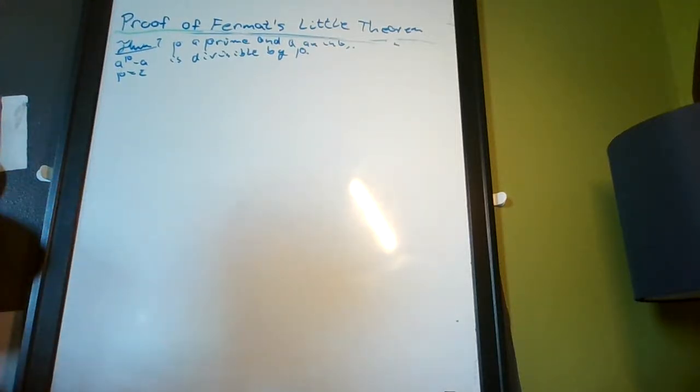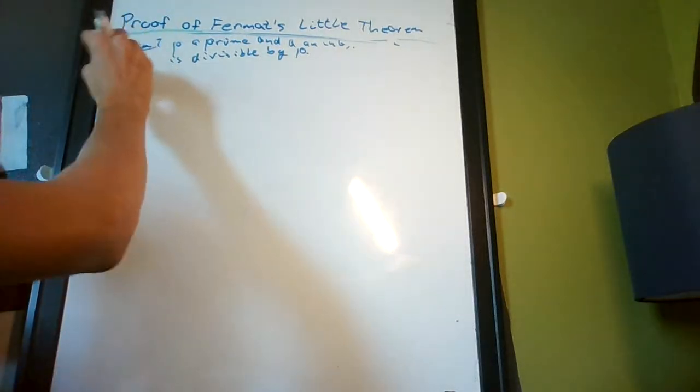2. 2 squared minus 2, obviously divisible by 2. 3 squared minus 3, which is 6, divisible by 2. 4 squared minus 4, obviously divisible by 2. 5 squared minus 5, it's going to be 20, divisible by 2.